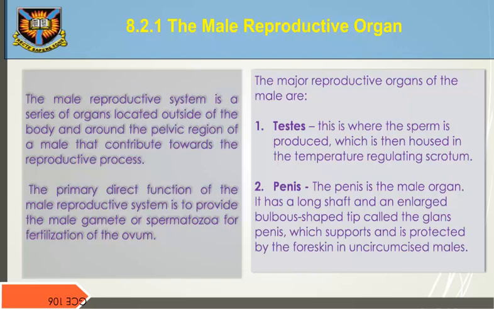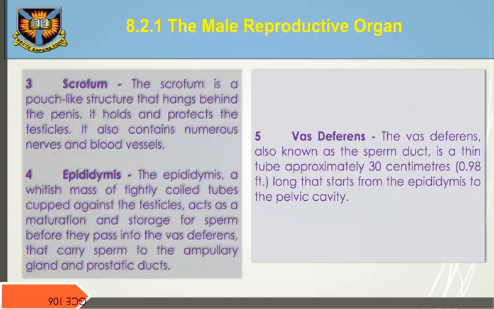Penis. The penis is the male organ. It has a long shaft and an enlarged bulbous shaped tip called the glans penis, which is supported and protected by the foreskin in uncircumcised males. Scrotum. The scrotum is a pouch-like structure that hangs behind the penis. It holds and protects the testicles. It also contains numerous nerves and blood vessels.